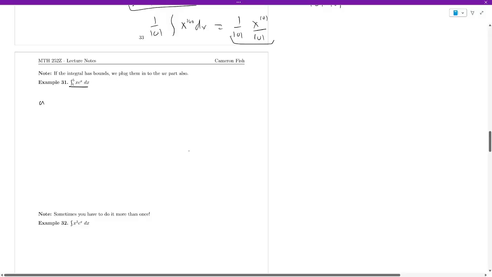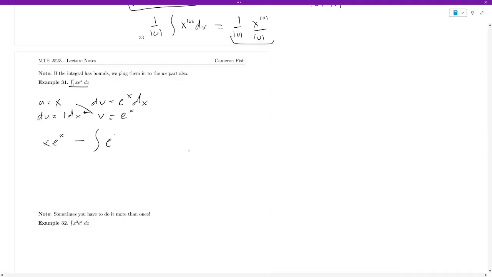So we'll pick, again, I don't know why yet, u as x, du is 1 dx. So I just took the derivative. dv is e to the x dx. I'm going a little fast here just because we've done it a few times. The antiderivative of e to the x is e to the x. Now I can do my zigzag thing. u times v is x e to the x minus the antiderivative of v du. So that's e to the x times 1 dx, so I can just write dx.